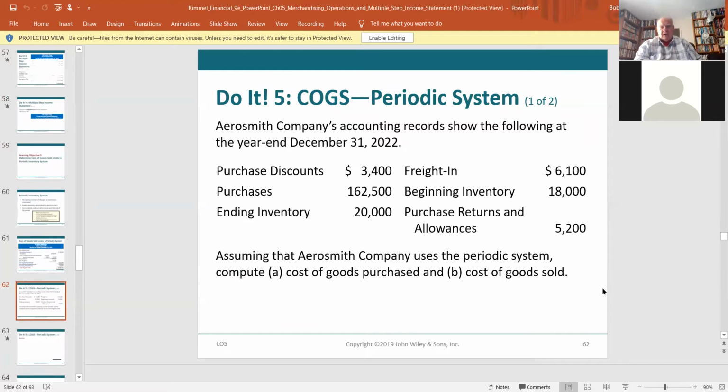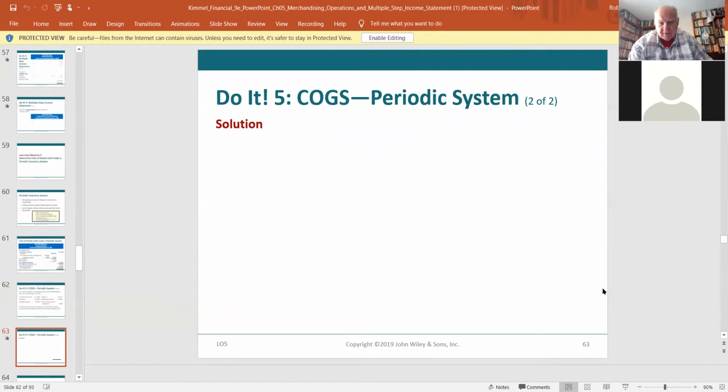And they're giving us another problem here. Let's see if they give us the solution. I wish they did that. Again, we're going to have to look at this. Prepare the cost of goods purchased. Well, the cost of goods purchased is going to be your purchases minus the purchase returns and allowances. Then we're going to take the beginning inventory plus the net purchases plus the freight and subtract the ending inventory.